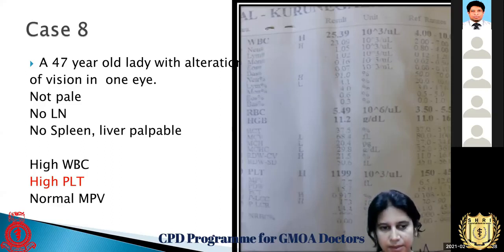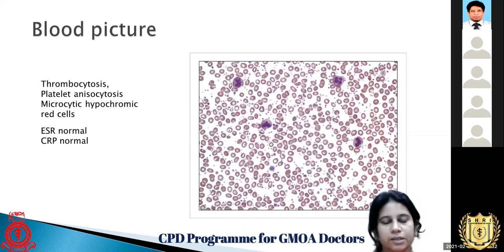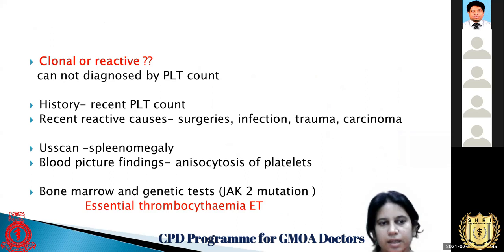So you have some clue to your diagnosis. The blood picture was reported: thrombocytosis, platelet anisocytosis, microcytic hypochromic red cells. ESR and CRP are all normal. So are you dealing with this clonal or reactive? Can you go by the platelet count?